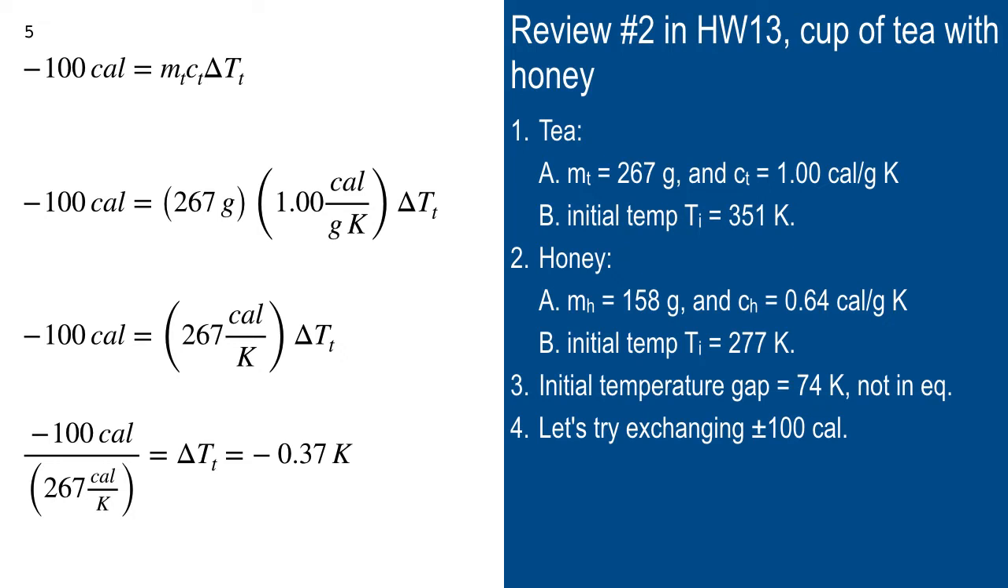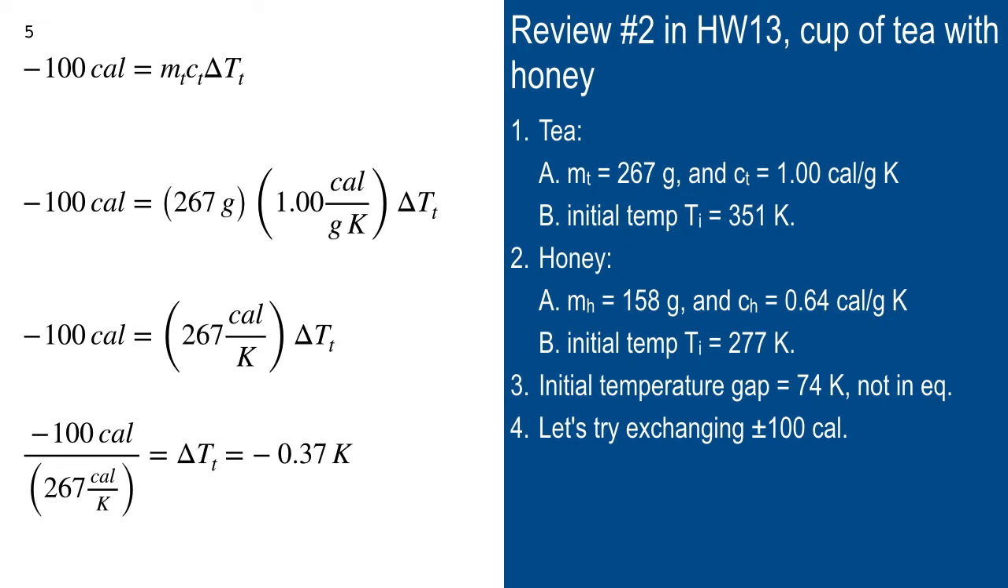I didn't put the little slashes, but you can mentally slash out calories here. The reason I left it here is because the calories in the numerator and the calories in the denominator cancel. But the Kelvin on the left side here is in the denominator of the denominator, so that means it flips up to the numerator, which is what you want. You want the Kelvins in the numerator, and it works out to negative 0.37.